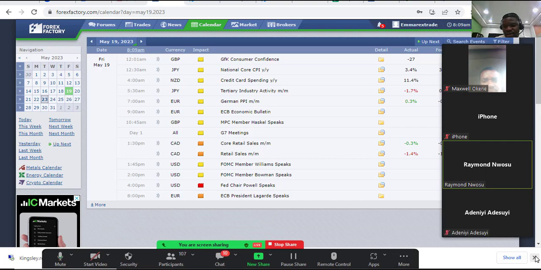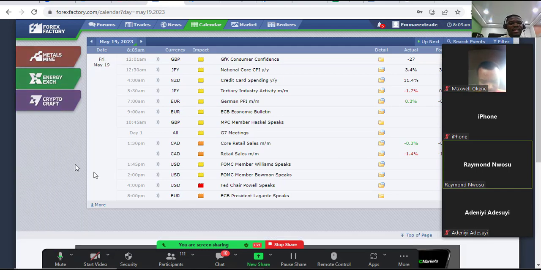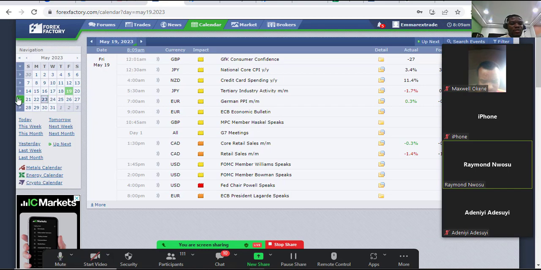The yellow right here is the low impact news. The brown is the medium impact news, and of course the red is high impact news. Now this is for Friday the 19th. If you look at the left hand side, you're going to see the calendar. So let's go to this week.